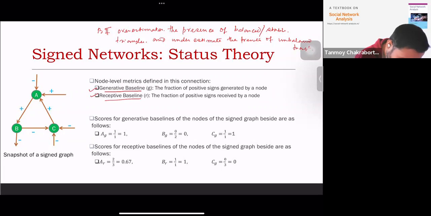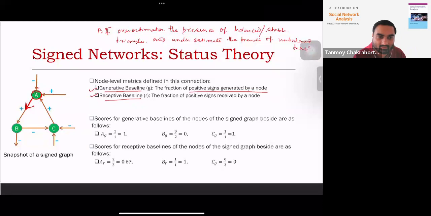Generative baseline of a node is the fraction of positive signs generated by a node. Now let's look at A. A has this link, right? So how many links has A generated? Only this link, because the other three links are not generated by A. Those are incoming links, generated by some other nodes. So A has generated only one link, and out of this one link, how many are positive? One, right? So the generative baseline of A is 1.